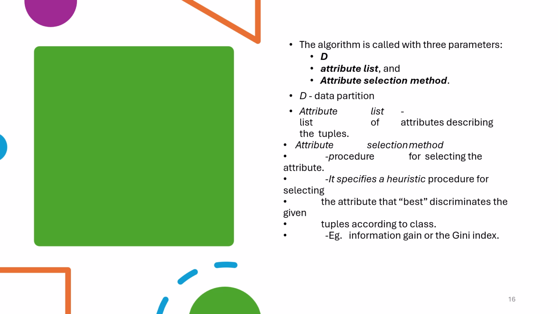We refer to D as a data partition. Initially, it is the complete set of training tuples and their associated class labels. The parameter attribute list is a list of attributes describing the tuples. Attribute selection method specifies a heuristic procedure for selecting the attribute that best discriminates the given tuples according to the class. The procedure employs an attribute selection measure such as information gain or the Gini index.